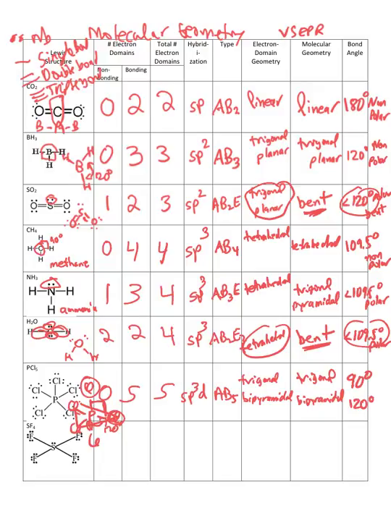The next one, SF4, sulfur tetrafluoride. We've got 1 non-bonding pair of electrons. We've got 4 single bonds. That gives us 4 bonding electron domains, a total of 5. This 5 is sp3d. But now we have an AB4E type of molecule. If it's 5 electron domains, it's trigonal bipyramidal.